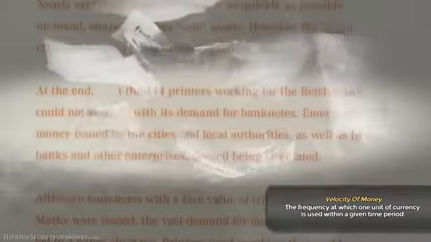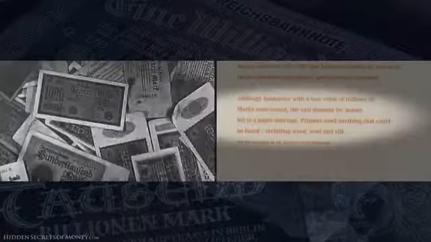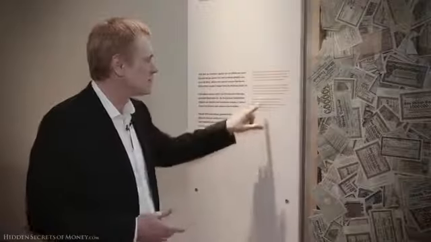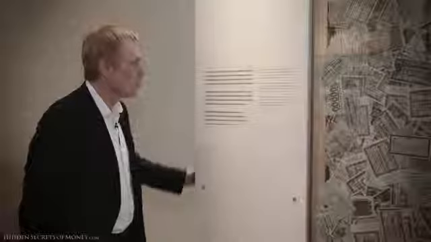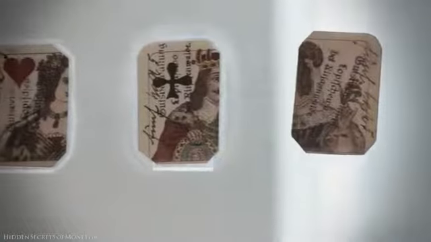At the end, even 144 printing companies working for the Reichsbank could not keep up with the demand for banknotes. Emergency money issued by cities, local authorities, as well as banks and other enterprises started being circulated. So everybody was issuing currency to add to the currency that the government was printing like crazy. Although banknotes with face values of trillions of marks were issued, the vast demand for currency led to a paper shortage. Printers used anything that could be found, including wool, wood, and silk. So here's some example of wood, wool, and silk currencies over here.